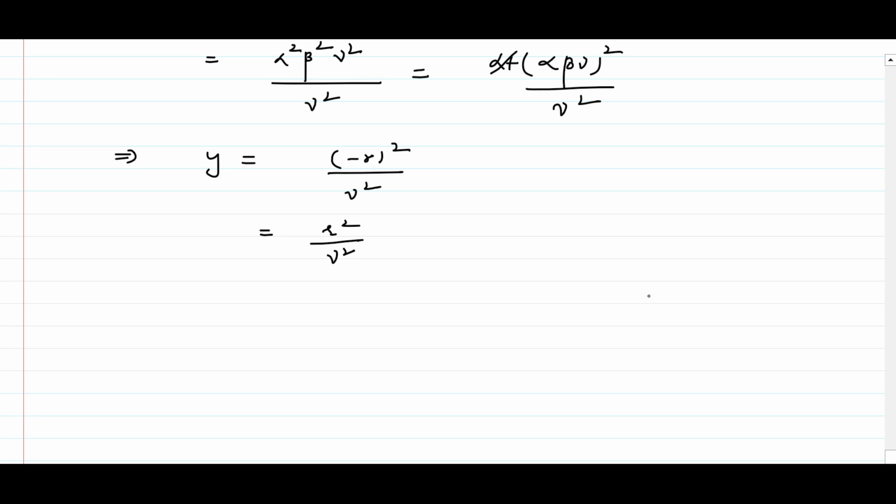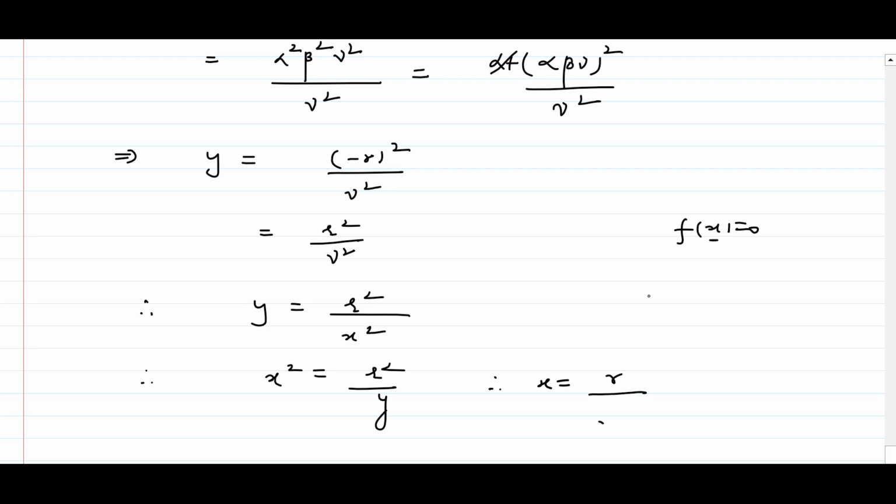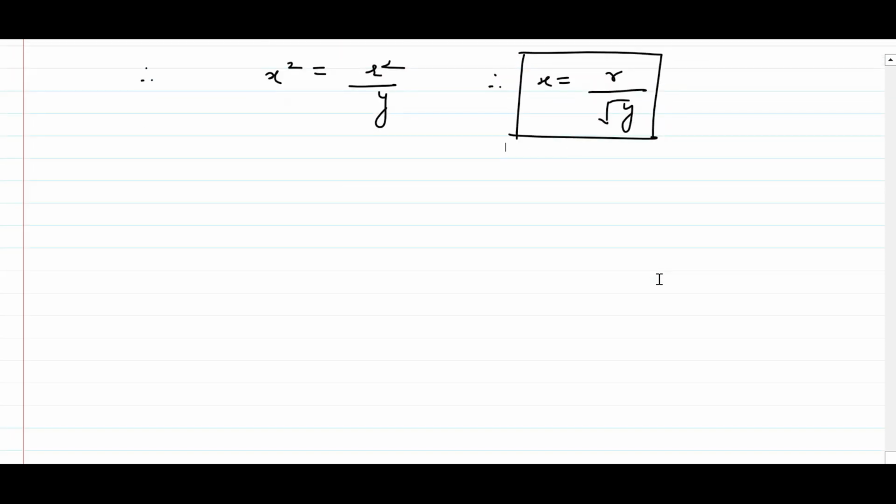But gamma is the root of the given equation, f of x equal to 0. So we can replace the gamma by x. So here the value of y is equal to r square upon x square. So we can write x square is equal to r square upon y. So now take the root on both sides, the value of x, that is r upon root y. So now we need to put the value of x, that is r upon root y, in equation first.